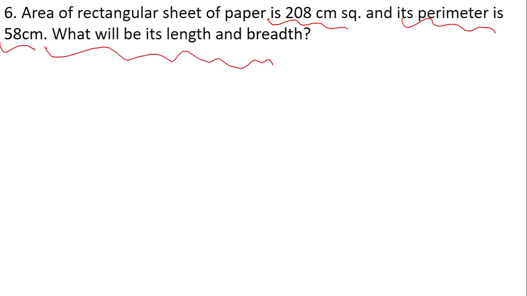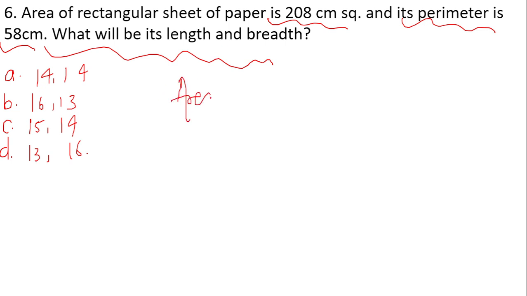Okay, so options for this question are: option A is 14, 14. Option B is 16, 13. Option C is 15, 14, and option D is 13, 16. First thing that you have to know is about the area of a rectangle. We'll see formulas of the rectangle as well as square at the end of the lecture, but I'll tell you what are the formulas required for a given question right now.